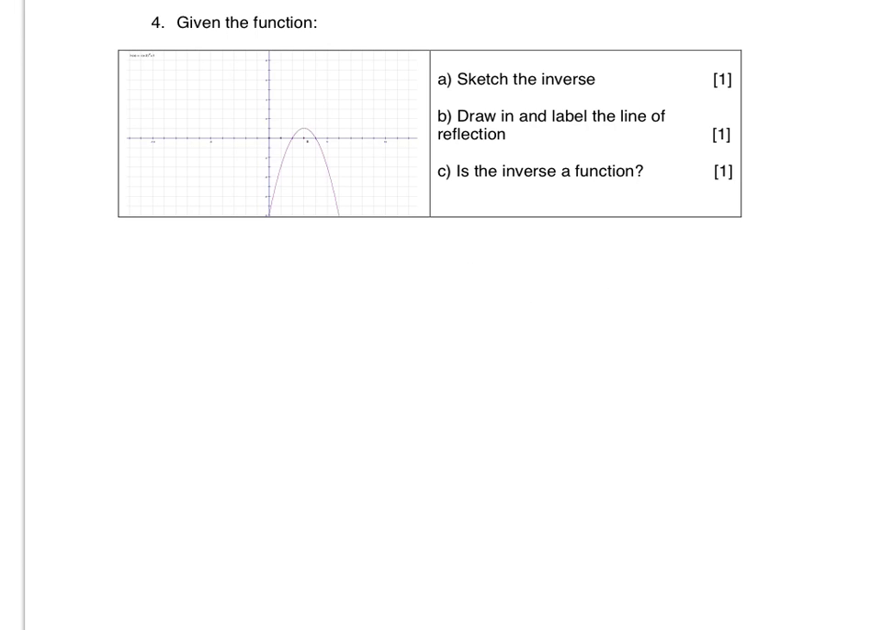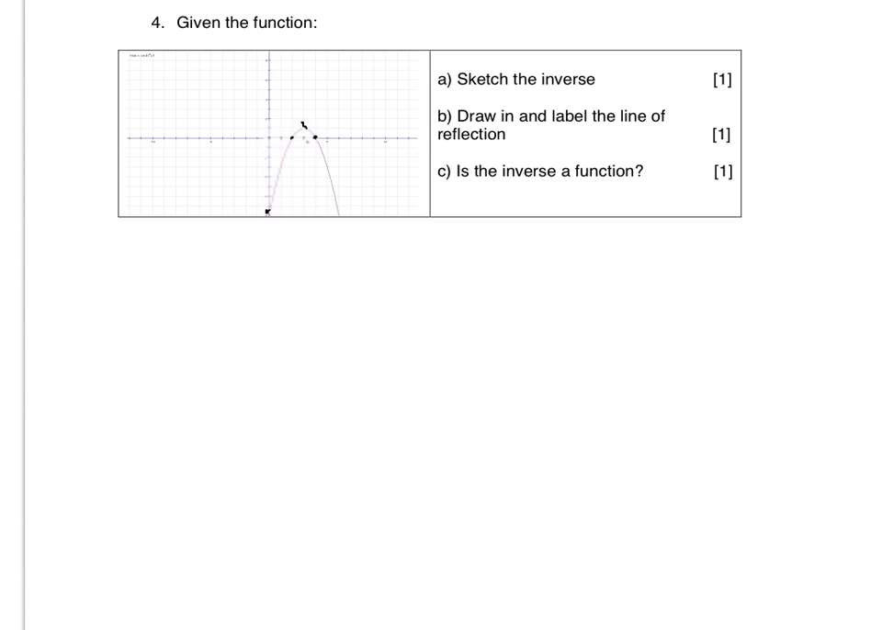The next question is saying that the function f of x is plotted here. We are supposed to plot the inverse function. To plot the inverse function, we are going to pick a few points here, and then we are going to flip the x and y coordinates and then plot the new ones. The points that I'm going to pick are here, here, here, and also here.